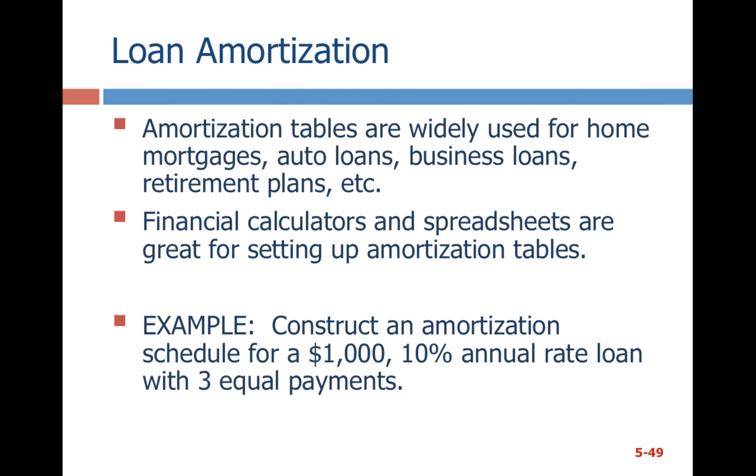Okay, the final aspect of this chapter is probably one of the most relevant parts of the chapter, other than the annuity section, because we're going to talk about loans. So anybody who has a mortgage knows all about this. We're going to talk about loan amortization. So we're going to actually create a very simplistic amortization table. Amortization tables are widely used for home mortgages, auto loans, business loans, retirement plans, etc.